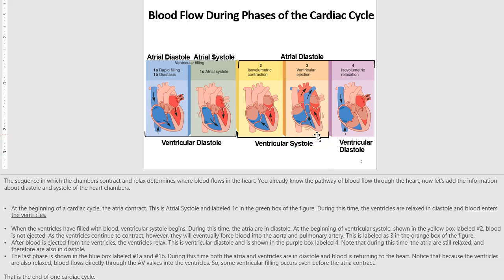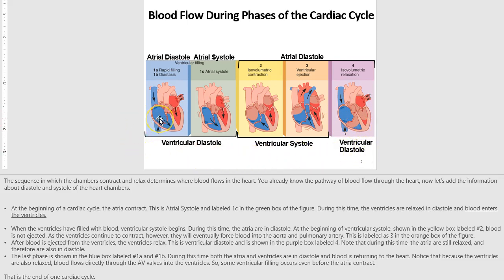After blood is ejected, the ventricles relax. So this is ventricular diastole and is shown in the purple box labeled number 4. Note that during this time, the atria are also still in diastole, and blood has not actually begun to move yet into the ventricles because not enough blood pressure has accumulated to open those AV valves.